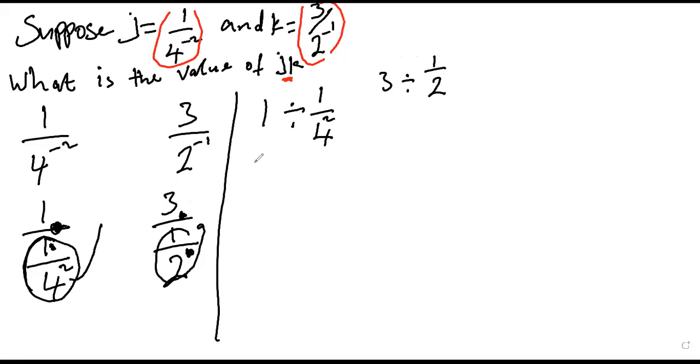So right here, we have 1 divided by 1 over, this is going to be 4 times 4, right? Because we have 4 to the second power, which is 16. It's going to be 4 times 4. So we have 4 times 4.